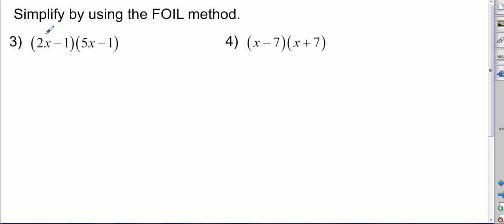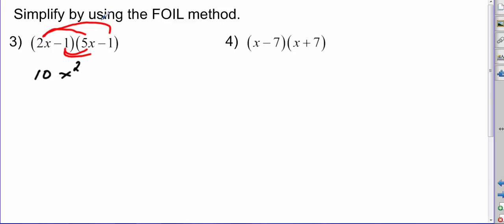So here we go. We're going to talk about the FOIL method now. On number 3, we have 2x minus 1 multiplied by 5x minus 1. And in the FOIL method, what we're going to do is multiply the first, the outer, the inner, and the last. So that's how the FOIL method goes. On the first, we're going to multiply 2x times 5x, and that's not going to give us a 2, it's going to give us a 10x squared.